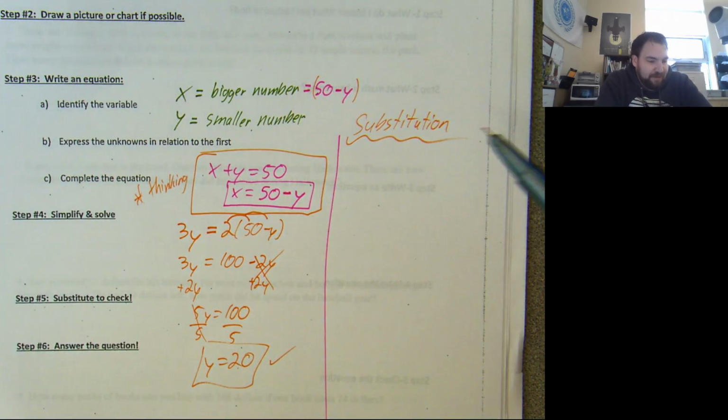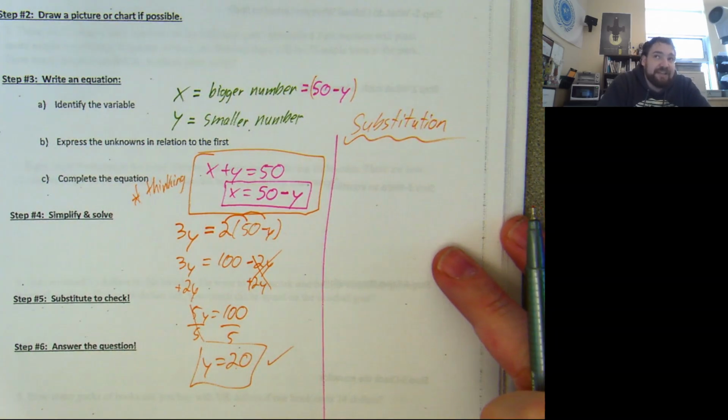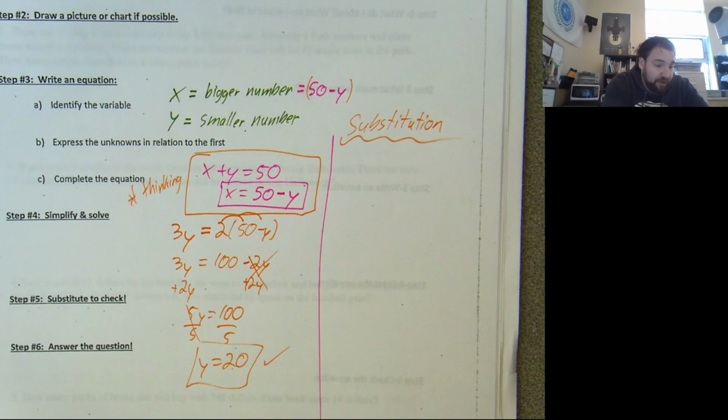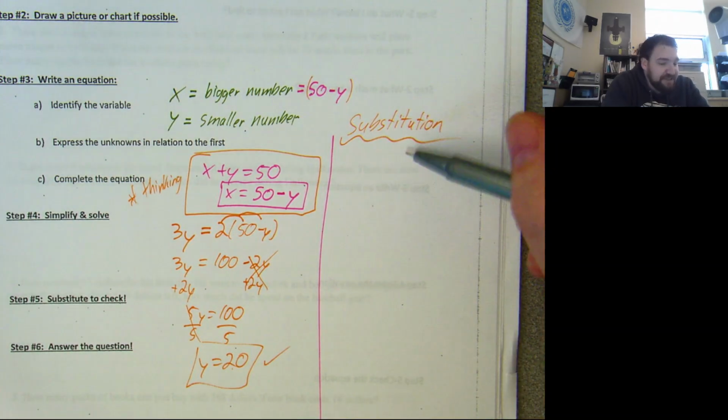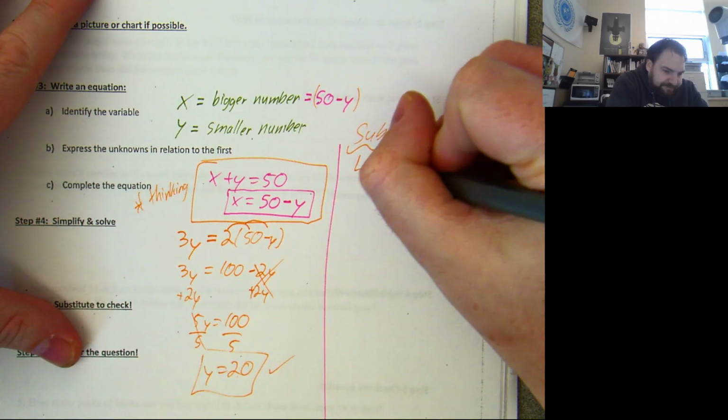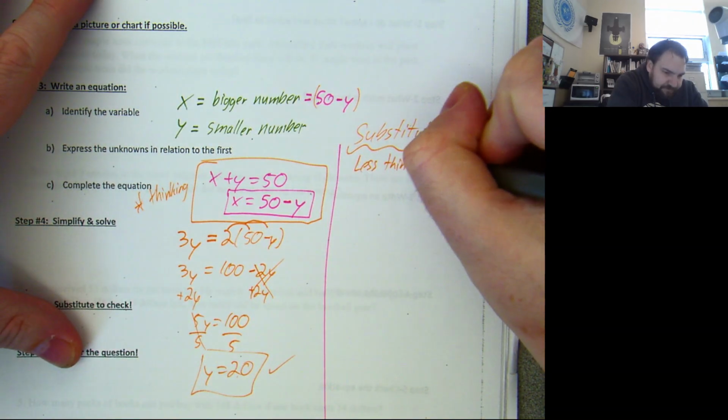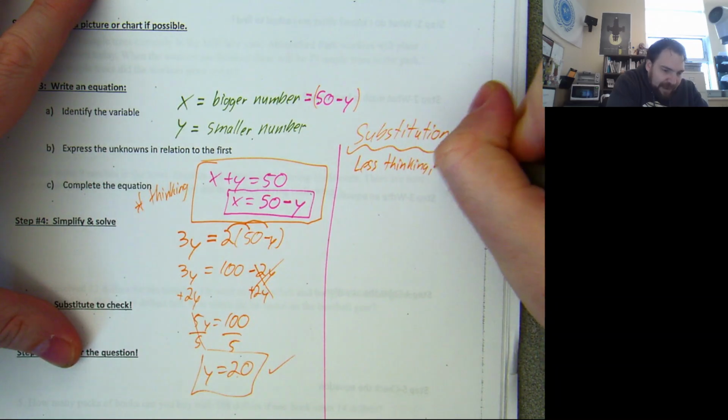Here we go. So substitution looks like this. It starts very similar. We say, okay, we've got two numbers. We've got a bigger, we've got a smaller. This one, substitution, is less thinking, more math.